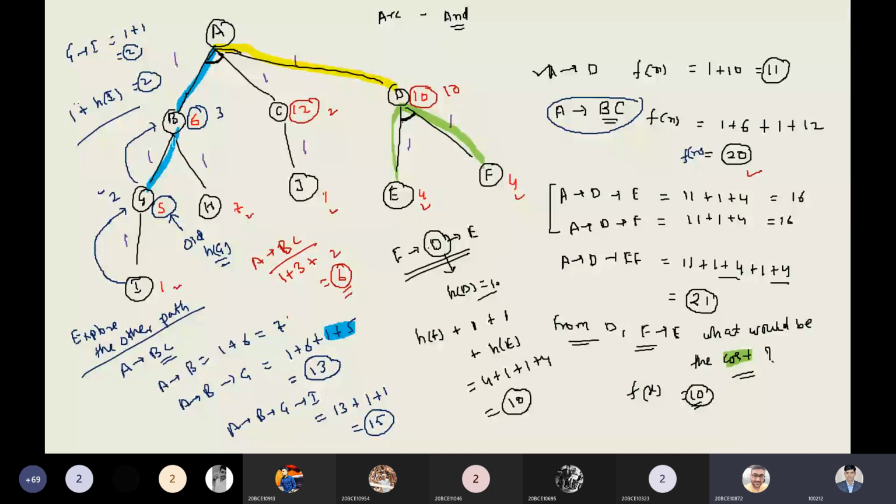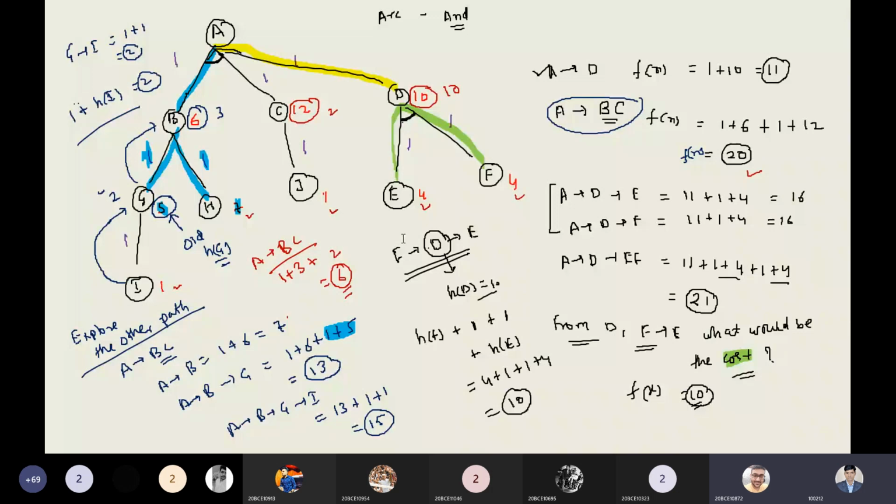So 1 plus 7 would be 8. Here we can get the 1 and we can get the 5. So which path will I take over here? B to G would be lesser than B to H. Is it true or not? Okay, so the cost from BH is more than BG, so we will take the path BG.